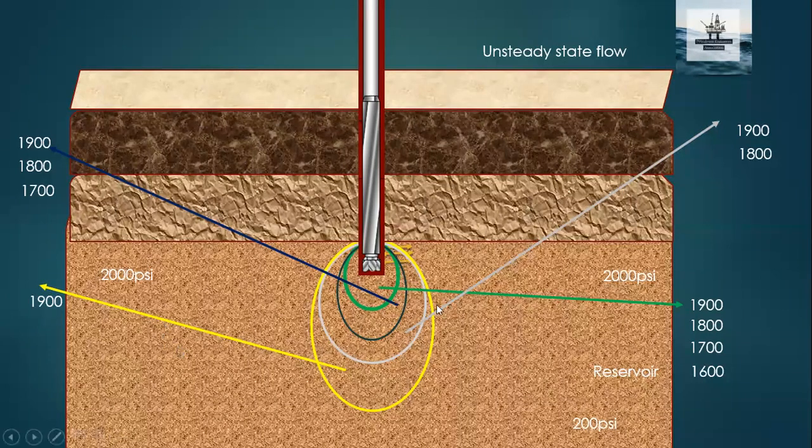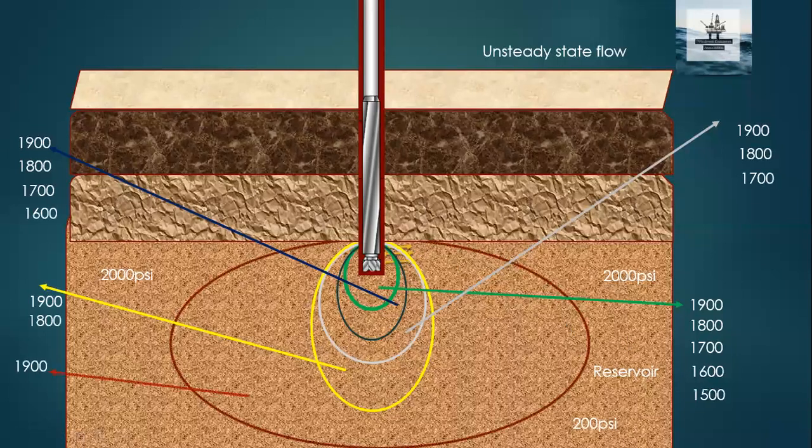So it started with 2000 psi. At T0, it is 2000 psi. After that, it became 1900 psi. Then the same location became 1800 psi. After that, it became 1700 psi, then 1600. If you progress further, it may go to 1500 psi also. Probably this could be the end of the drainage area for the well. So let us think that this is the end of your drainage area.